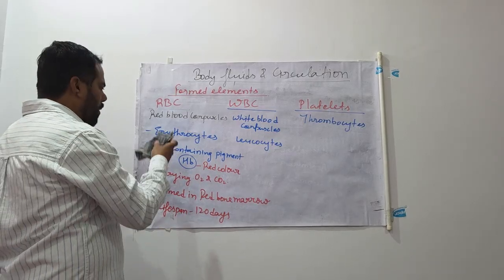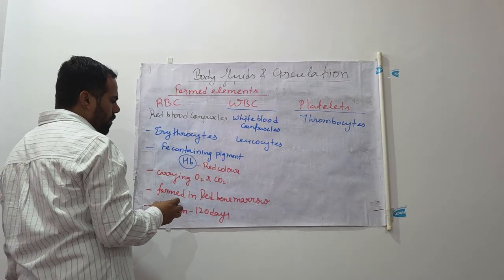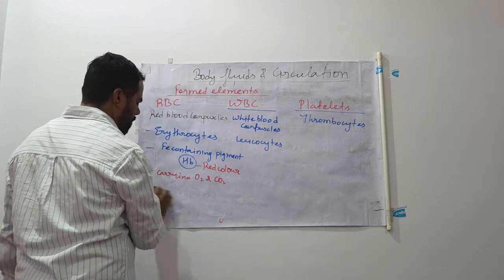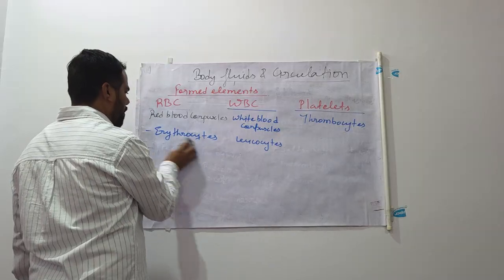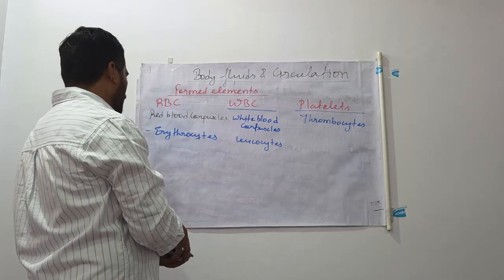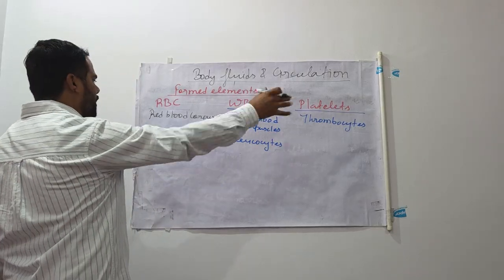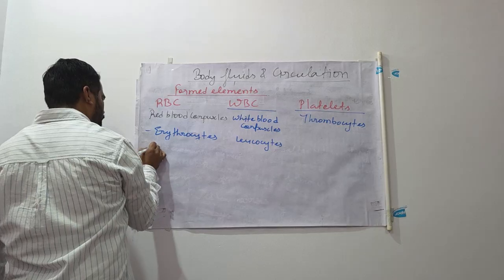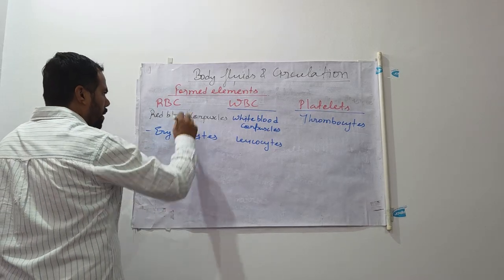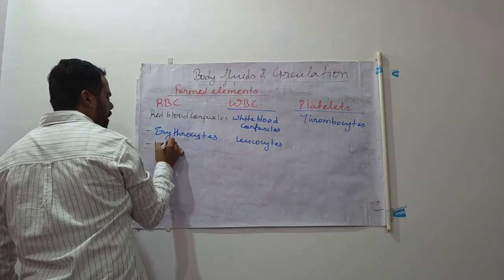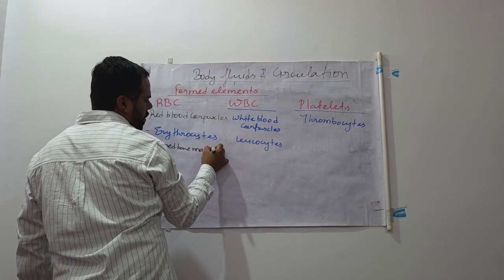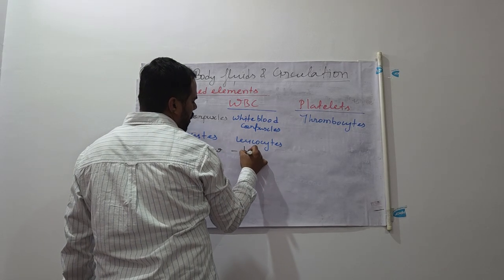So for writing I want some more space, so I am erasing here. Now I am writing some points related to all these three. Formation of RBC in red bone marrow. Formation of WBC also in bone marrow.